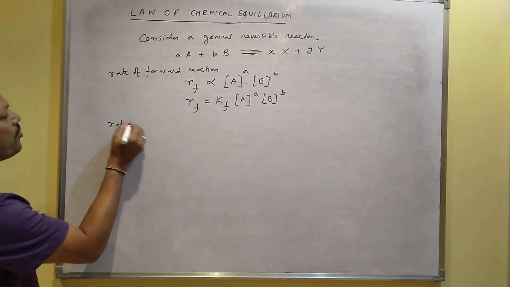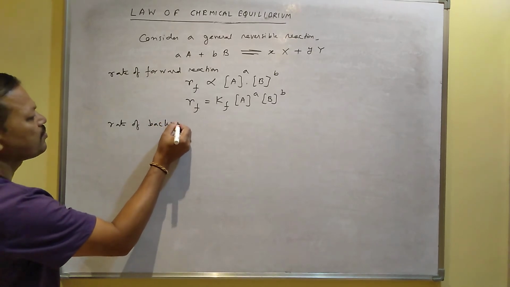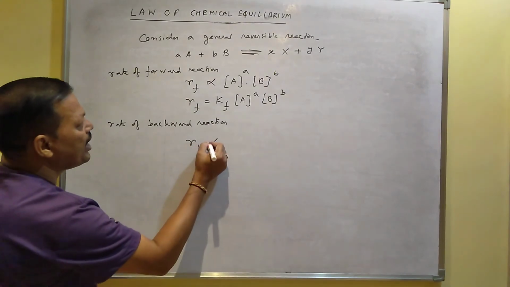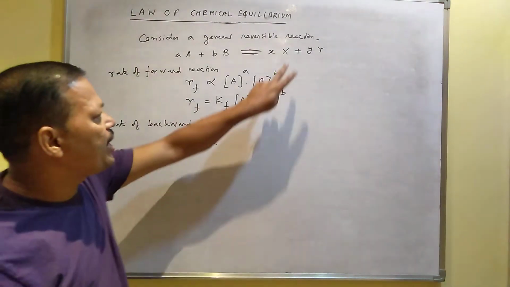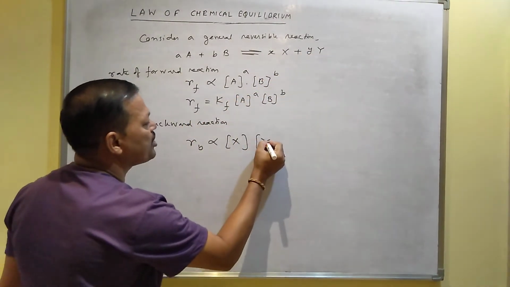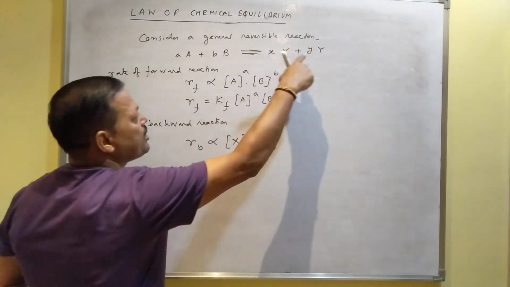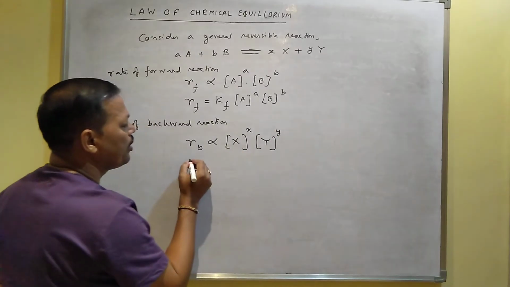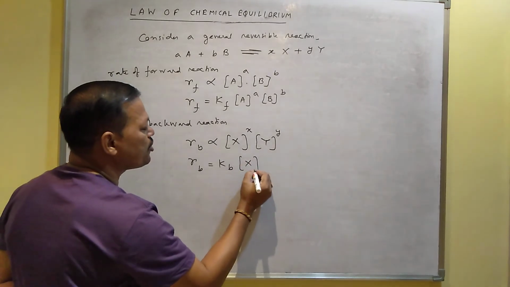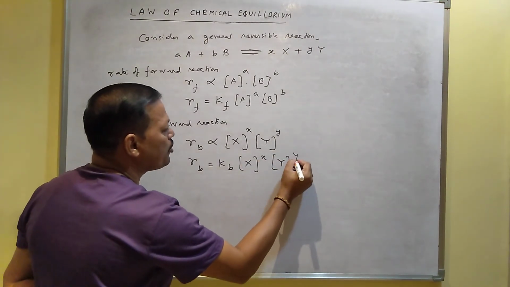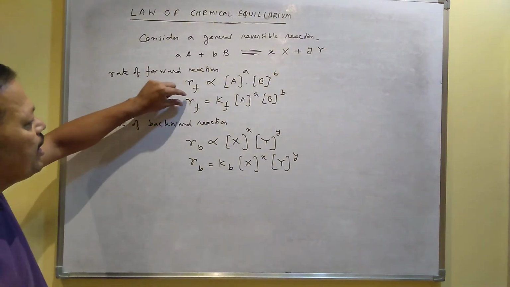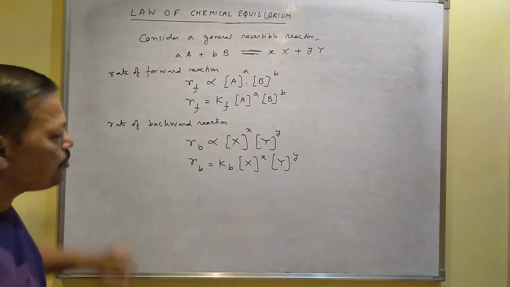This Kf is called the rate constant for the forward direction. Similarly, the rate of the backward reaction, RB, is directly proportional to... when you consider the backward direction, then X and Y will be the reactants. So RB is proportional to the concentration of X into the concentration of Y. Since coefficients are present, it is to the power x and to the power y. When you remove the proportional sign, a constant comes: Kb into the concentration of X to the power x, concentration of Y to the power y. This Kb is called the rate constant for the backward direction. So this is the rate for the forward direction and this is the rate for the backward direction.